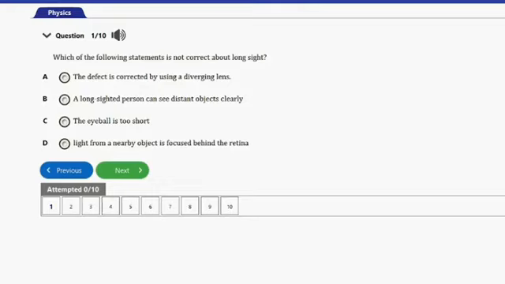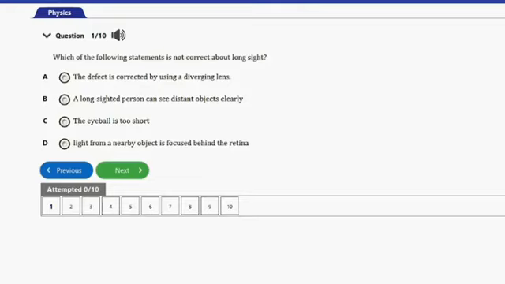So guys, the answer to this question is option A. The defect is corrected using a divergent lens. So guys, you cannot correct an eye defect of long-sightedness using a divergent lens. Rather, you use a convergent lens so that the light will be brought to focus in a shorter distance. Since the eyeball is too short, you need a convergent lens that will bring the light to focus in a shorter distance and not the one that will spread the light. So, that's it for this question. Option A is the answer to this question.